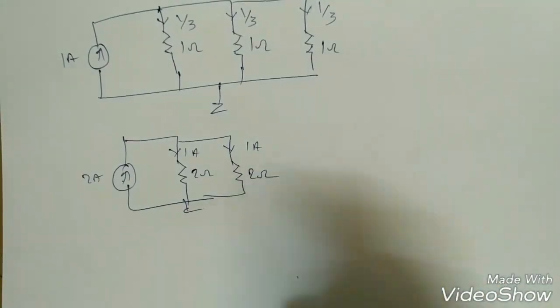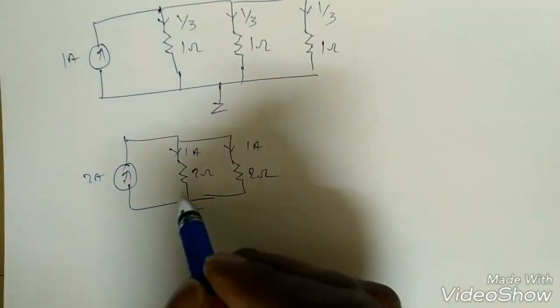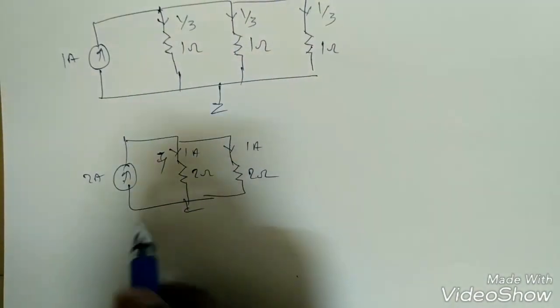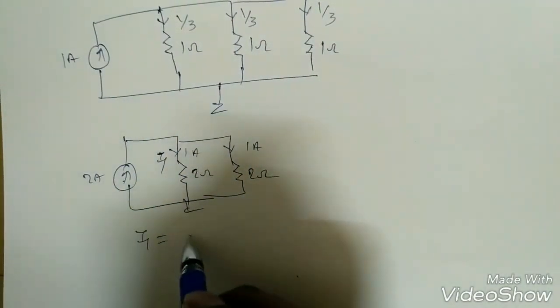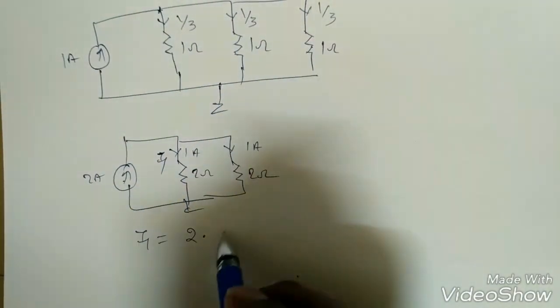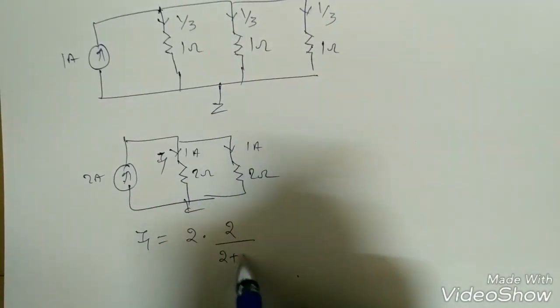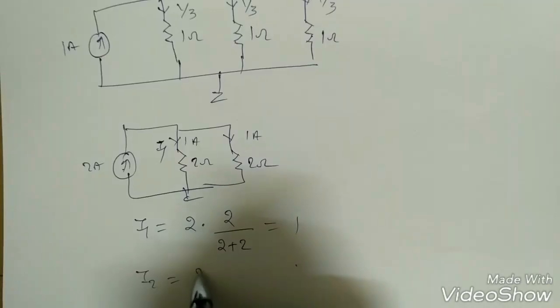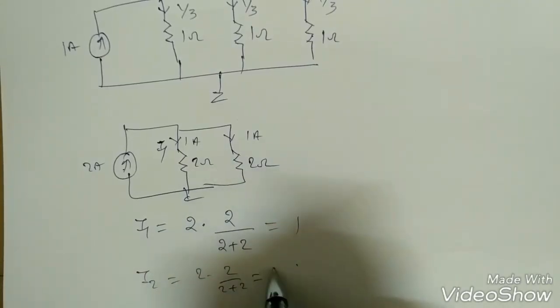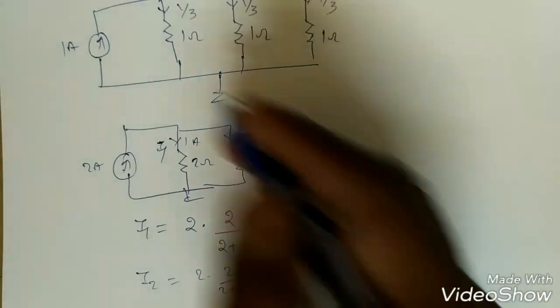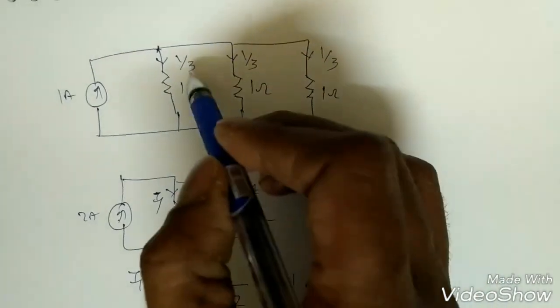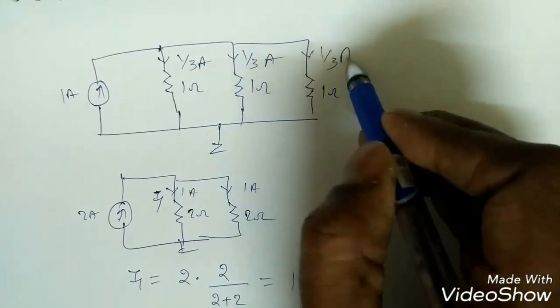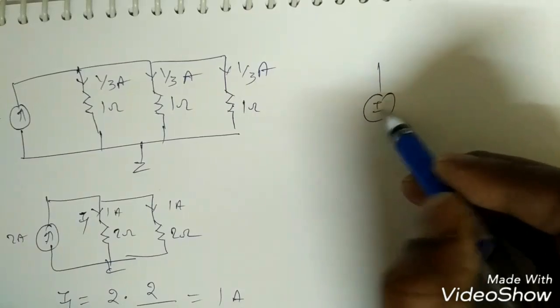Now again you can prove it like this, right? Suppose this is I1, so what is I1? I1 is equal to the main current into the opposite resistance, again 2 by 2 plus 2, right? So you will get 1. Similarly, I2 is 2 into 2 by 2 plus 2, again we will get 1 ampere, 1 ampere. Similarly you can solve for the other one: 1 by 3 ampere, 1 by 3 ampere, 1 by 3 ampere, right? Similarly, voltage division also will be there.